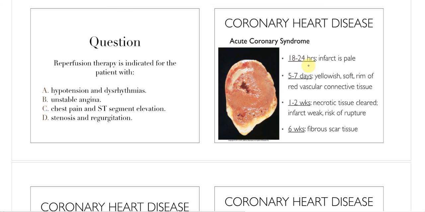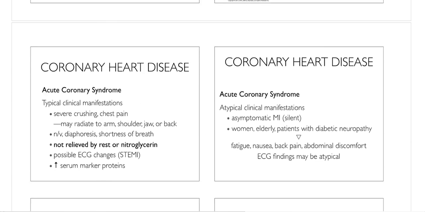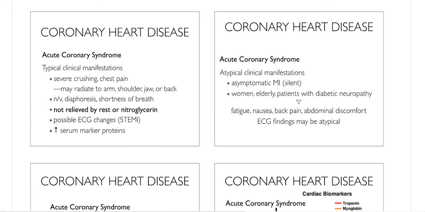So 1 day, 1 week, 2 weeks, necrotic tissue is cleared, the infarct is weak, and is at a high risk of rupturing. So if a person goes through a tremendous amount of stress, putting their heart through a lot of work, they may rupture that weak infarct. At 6 weeks, we have a fibrous scar tissue that protects the heart from rupture, but as we saw earlier, can form the beginning stages of systolic dysfunction heart failure, or heart failure with reduced ejection fraction.